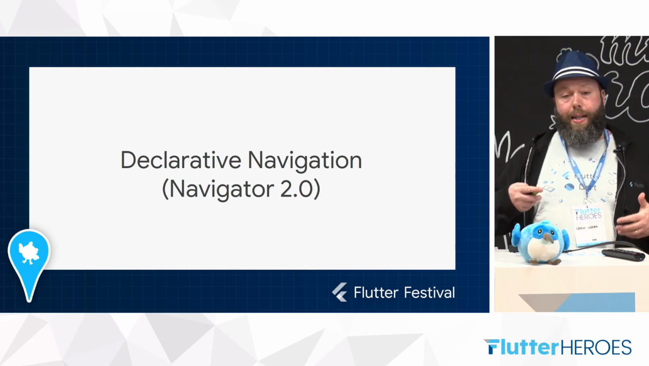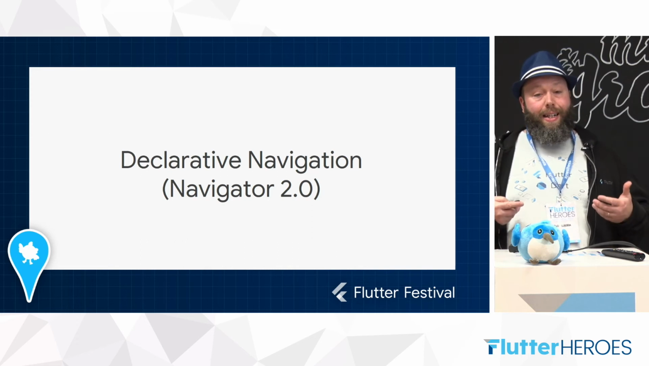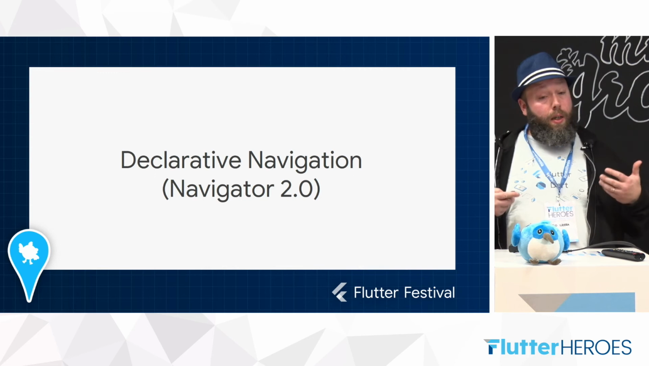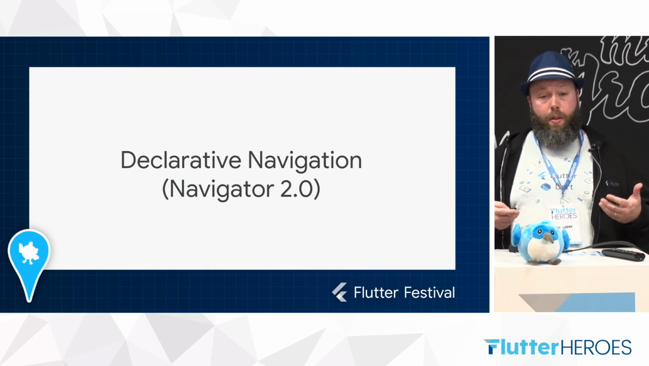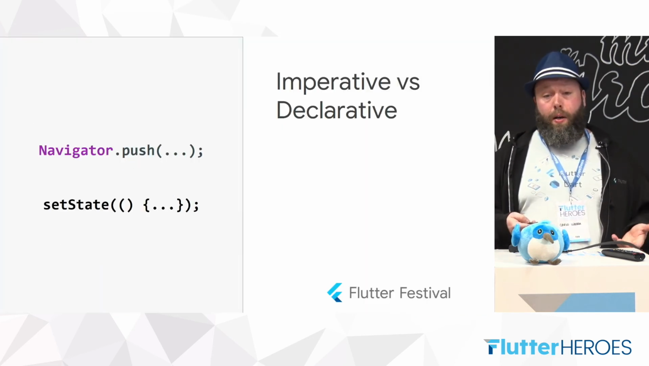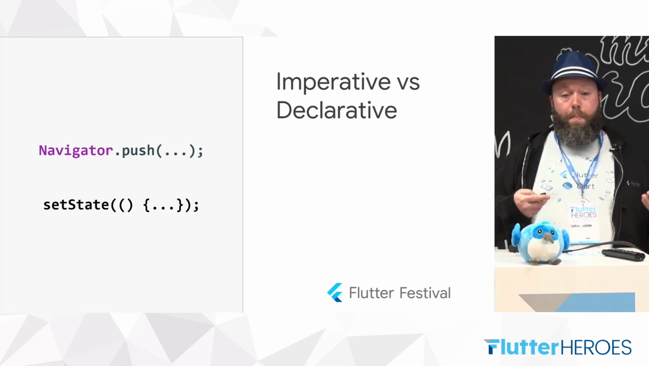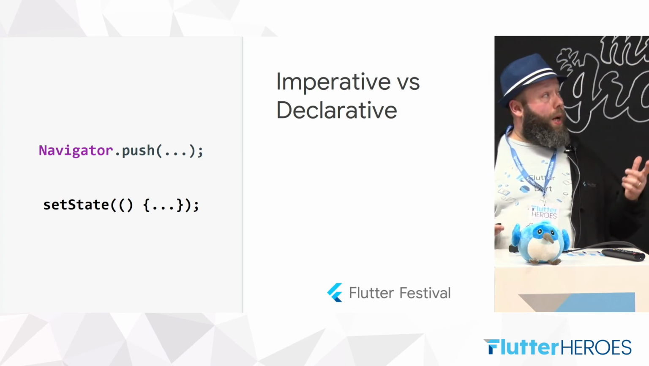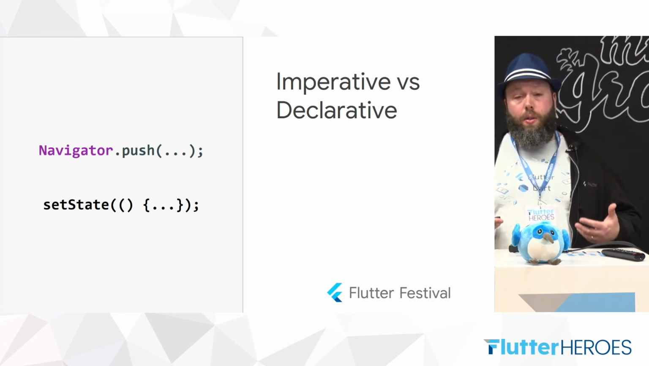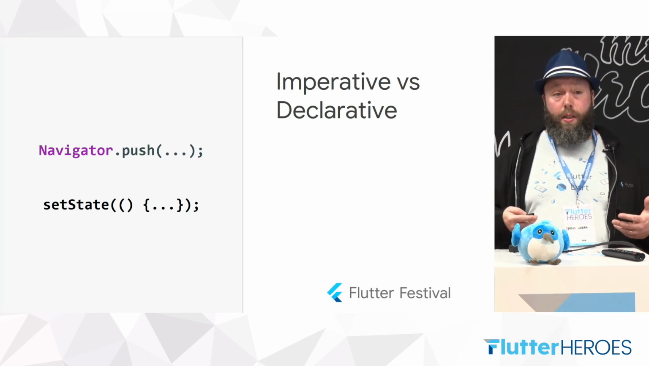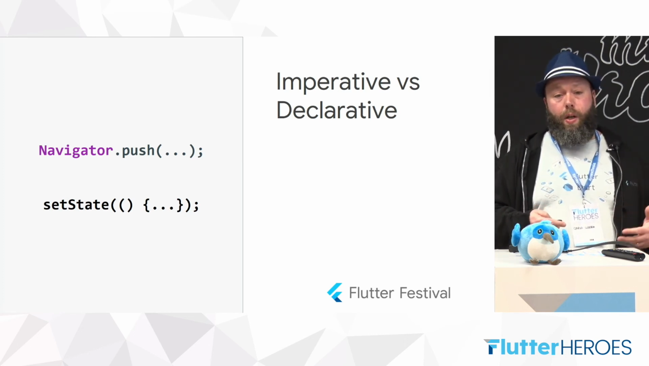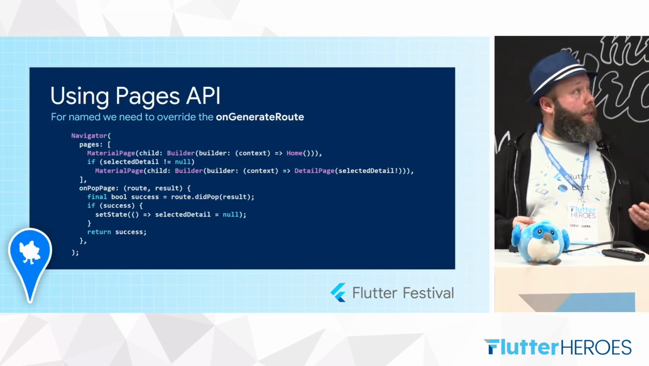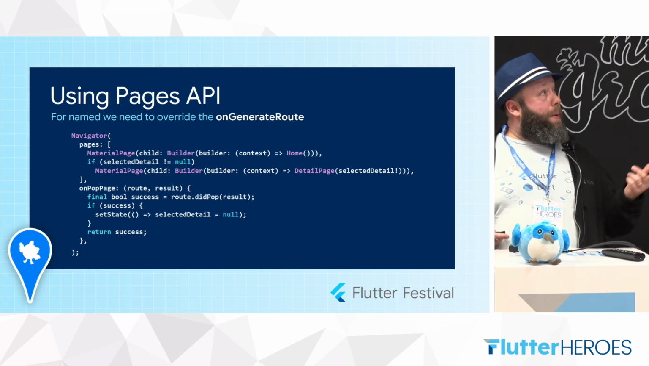So now some examples about declarative navigation, because this is what Navigator 2.0 defines. Until now we saw the imperative way, basically Navigator.push, but we can also use the declarative way of changing things. So we change some variable, we update our state, and the application will react to that. This uses the page API.